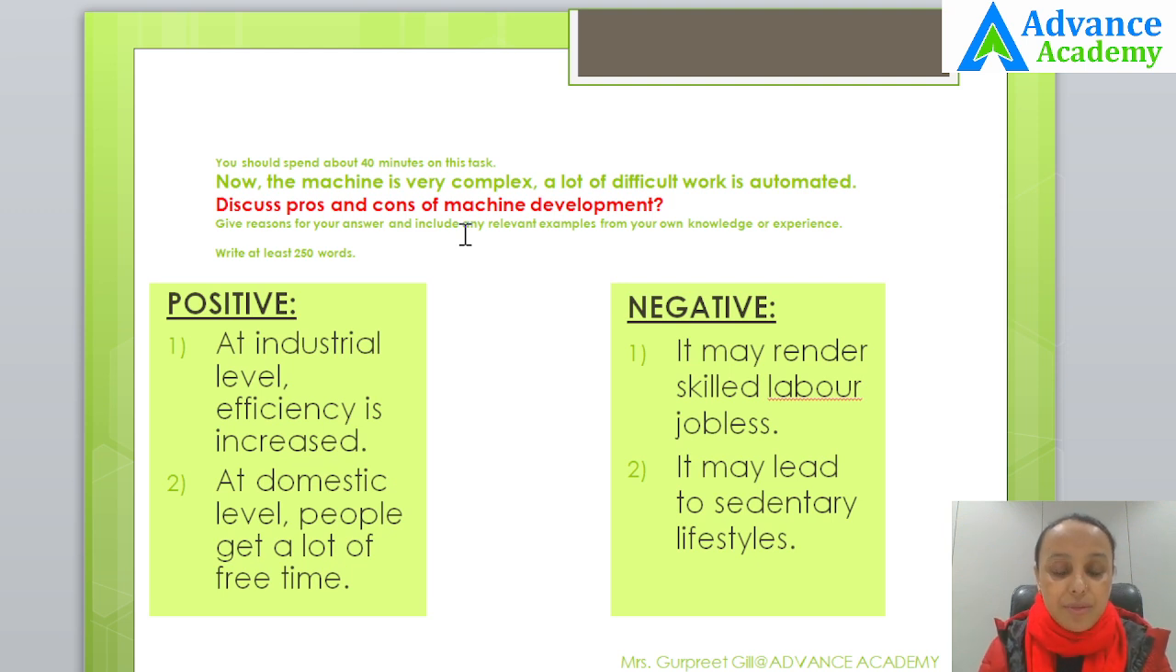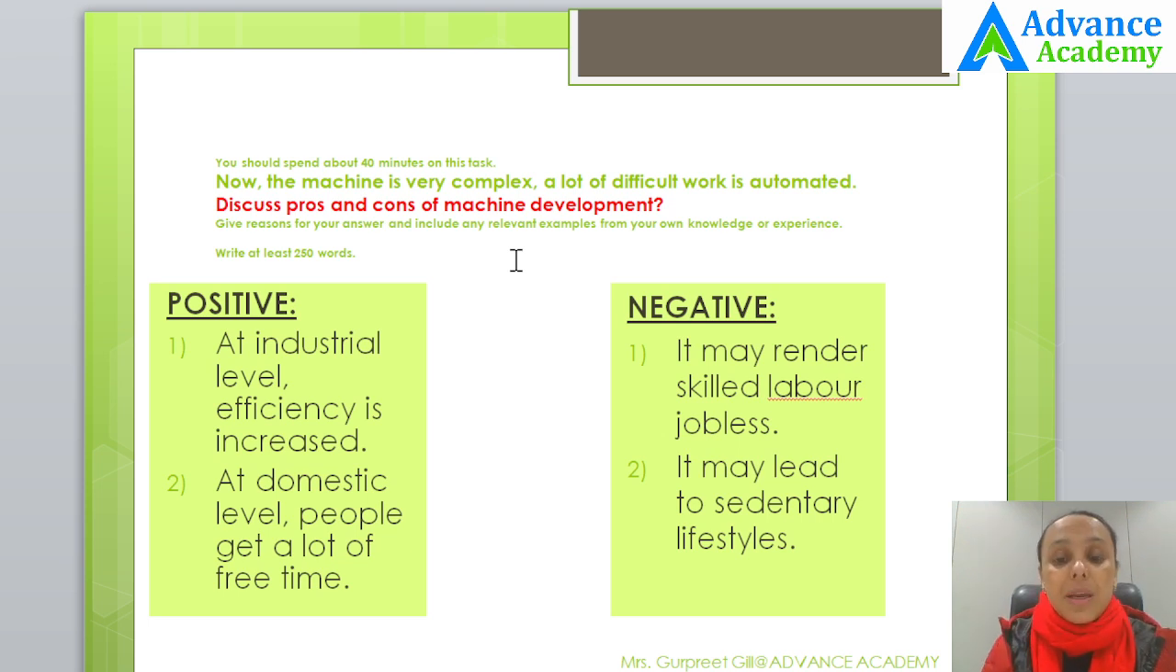Now, after clarification of this thing, let us read the topic. The topic says, now the machine is very complex. A lot of difficult work is automated. Discuss pros and cons of machine development. So they are not talking about artificially intelligent machines, they're just talking about complex machines. Of course, there is a topic related to artificial machines also, but that's a different topic and that would have a different set of ideas. So here they're just talking about a complex machine.